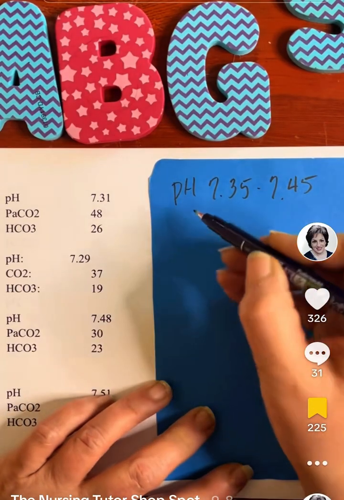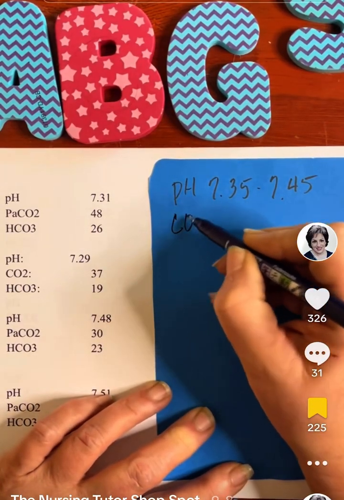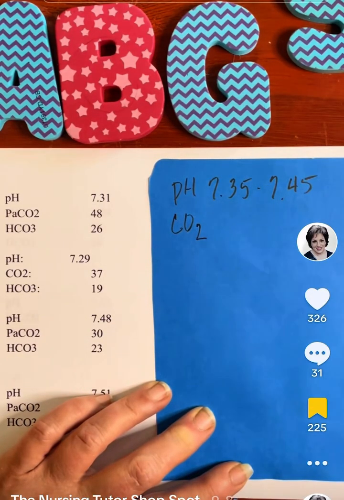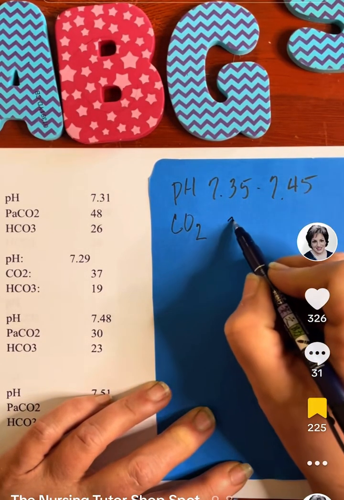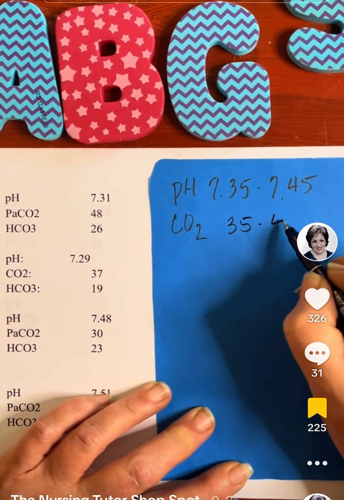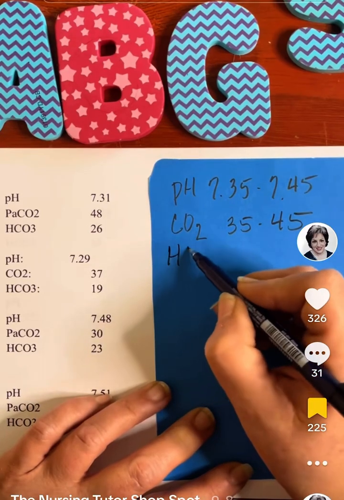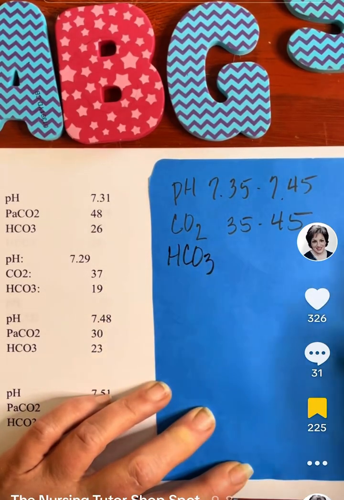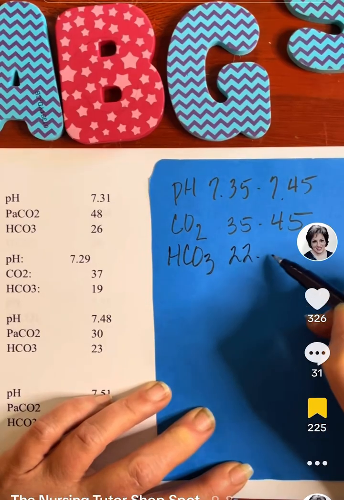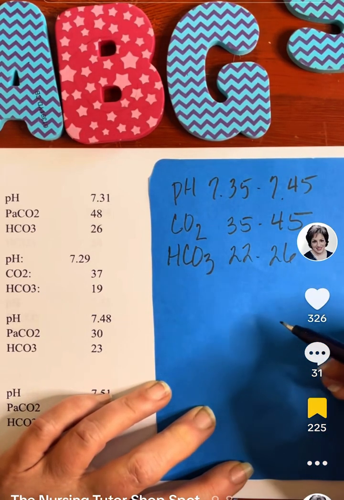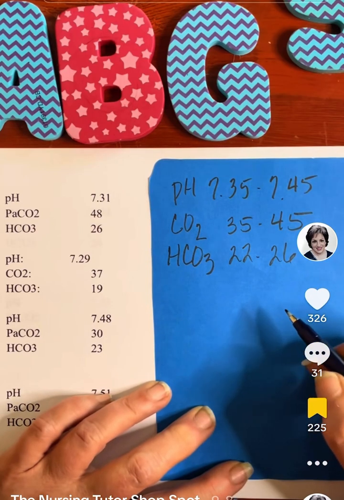and 7.45. Then you have to know CO2. And the cool thing about it is if you drop them sevens, CO2 is 35 to 45. Okay? And then HCO3, which is bicarb, is 22 to 26. Your book may say 21 to 27. I'm just going with this, but the process is the same.